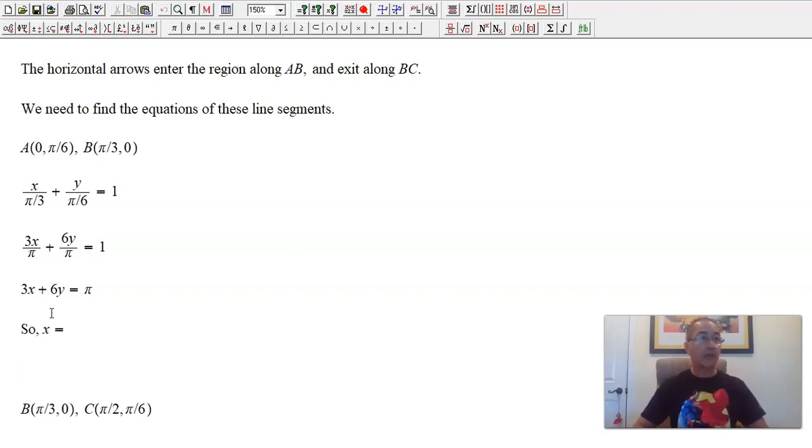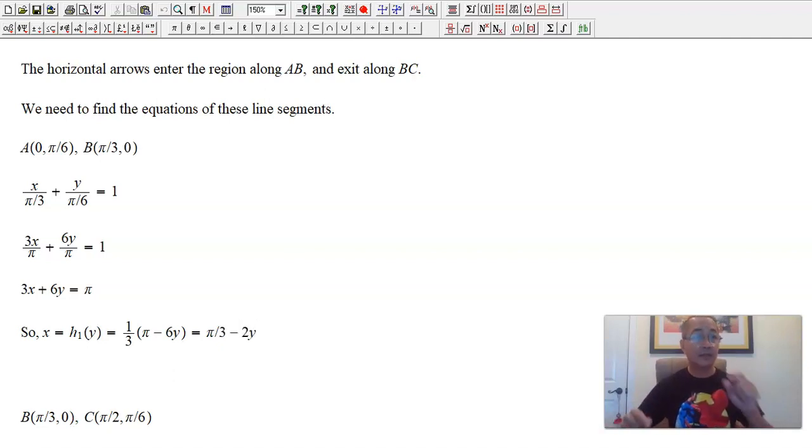X is, in our notation, h1 of y. And this will be 1/3. Isolate x on the left. 1/3 of pi minus 6y. And if you want to make it look a little bit nicer, I guess we can distribute and go pi over 3 minus 2y. So that's our left function.